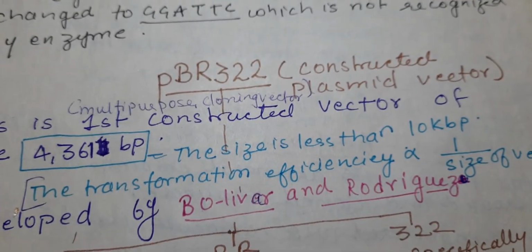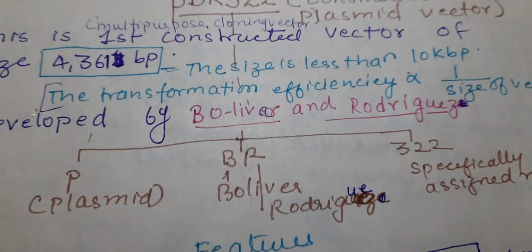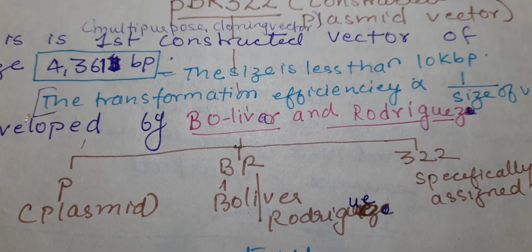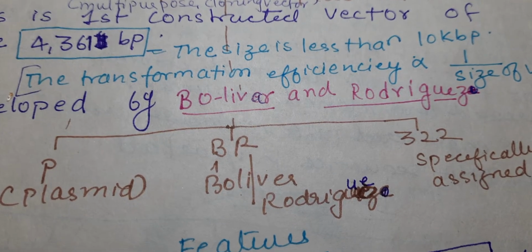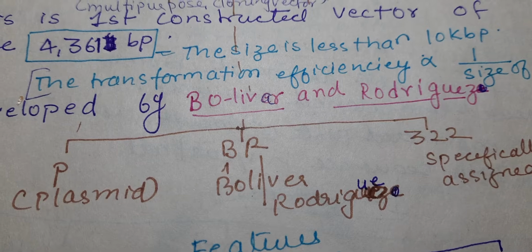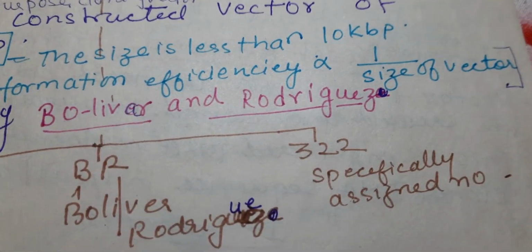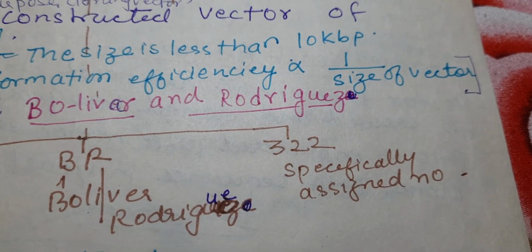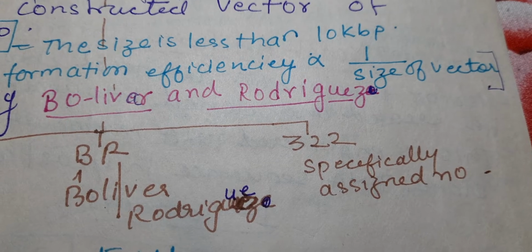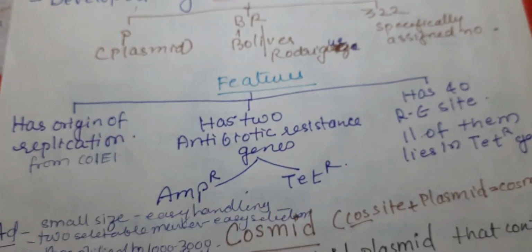So the nomenclature depends on these two scientists who discovered and constructed this vector. P stands for plasmid, B for Bolivar, R for Rodriguez. 322 is a specific number which is assigned to this vector, and this is how it is different from the rest of the vectors. So a unique identity is given to the vector.